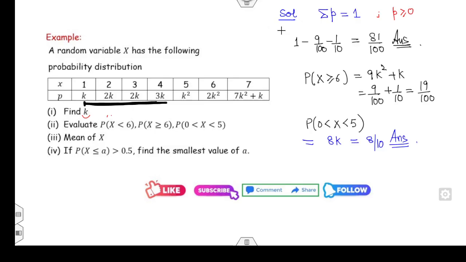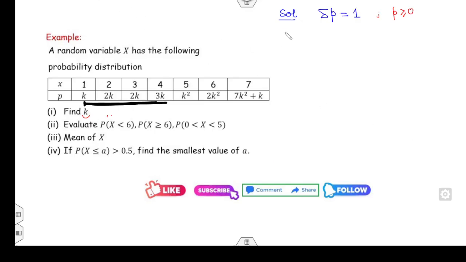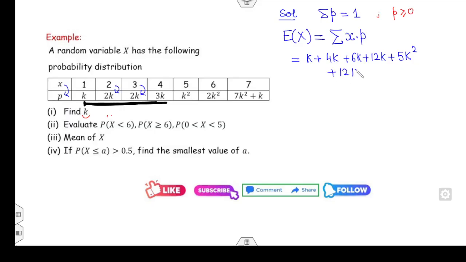Now look at the next part. Your target is to find the mean of x, that is E of x. So what is the formula for the mean? X into p. So that means you can multiply them. Fine. The first will be 1 into k, 2 into 2k. Fine. 2 into 2k is 4k. 3 into 2k is 6k plus 12k plus 5k square plus 12k square plus 49k square plus 7k.